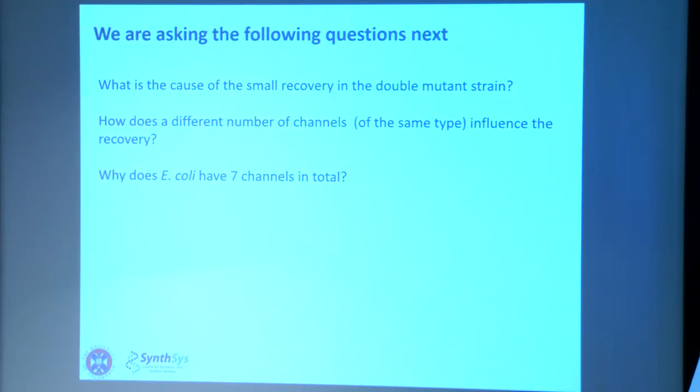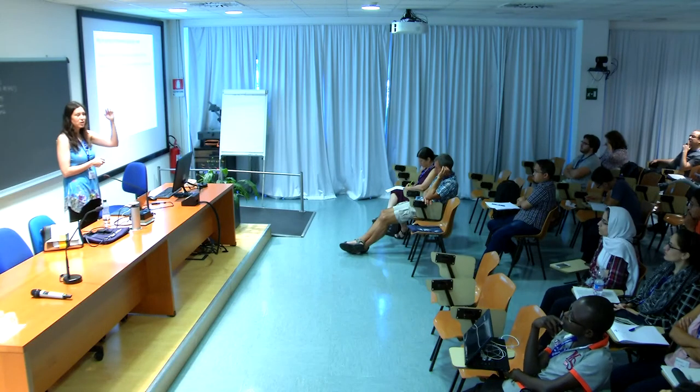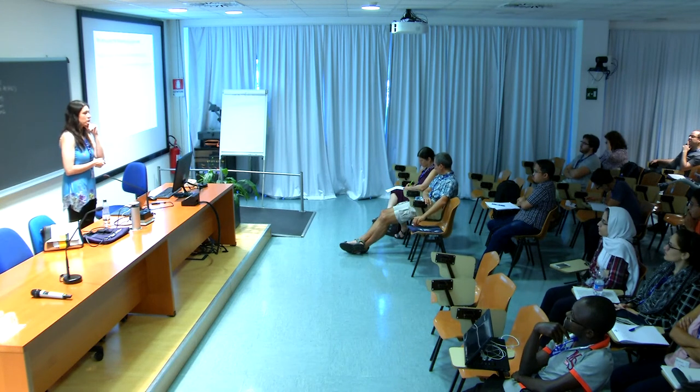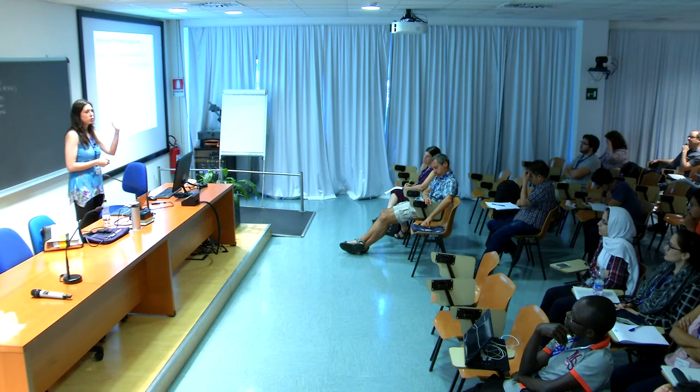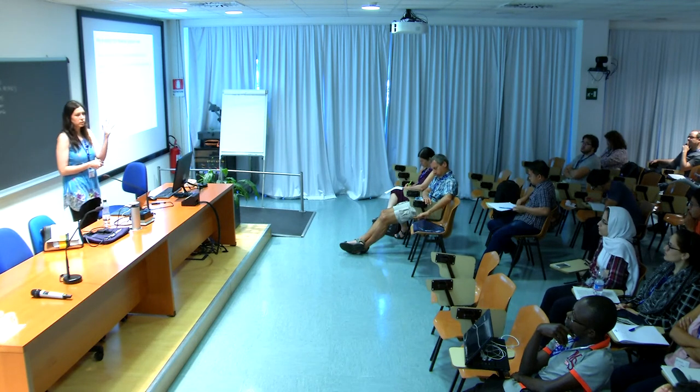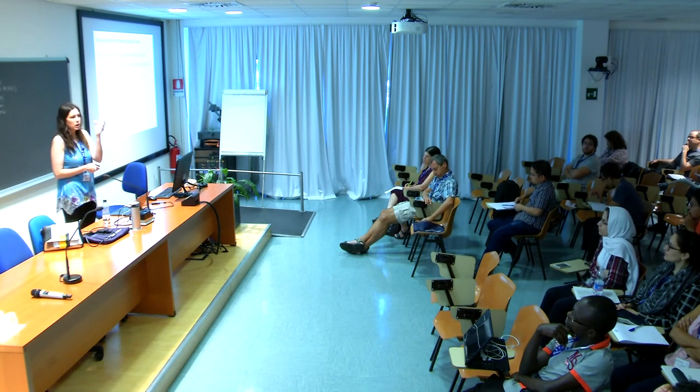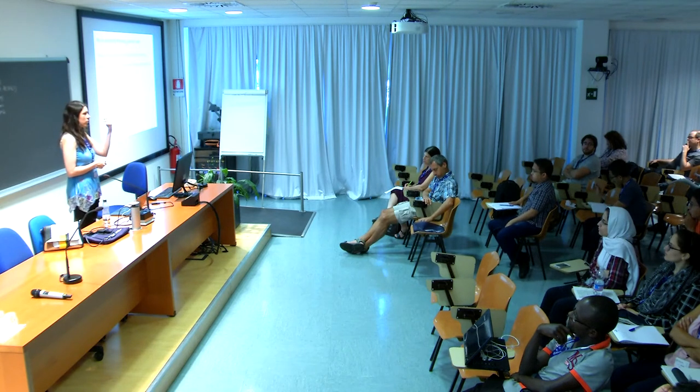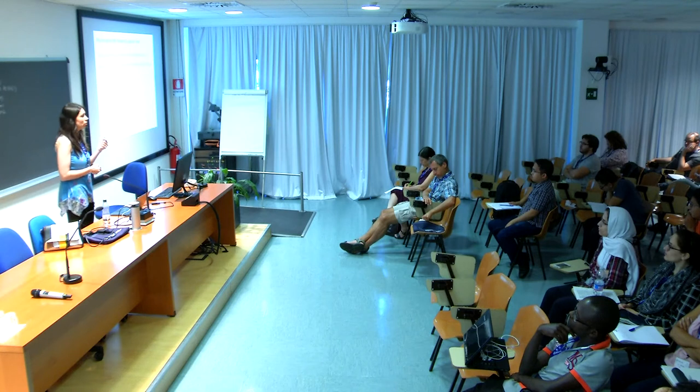So if you remember, even when we deleted only the two main channels, although the trace has been severely changed, with less recovery, there was still a little bit of recovery. So the first question is: is that due to the rest of the channels, or is it maybe just the bilayer and the cell wall, the membrane? Maybe even just the membrane on its own will be able to, at that pressure, leak some of the solutes.